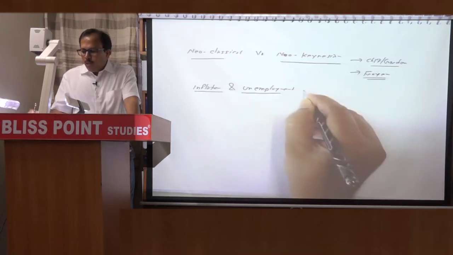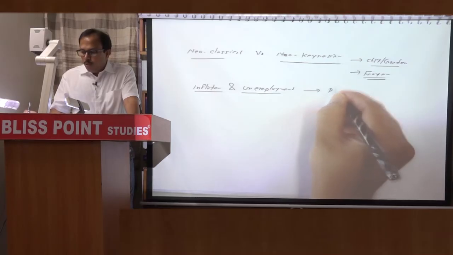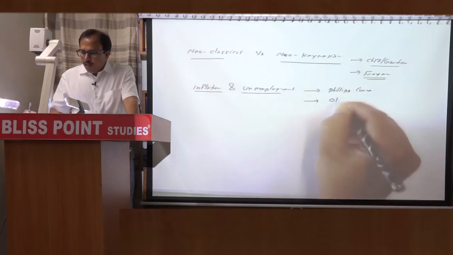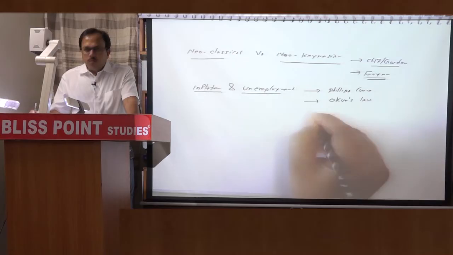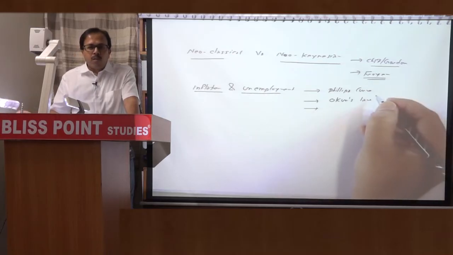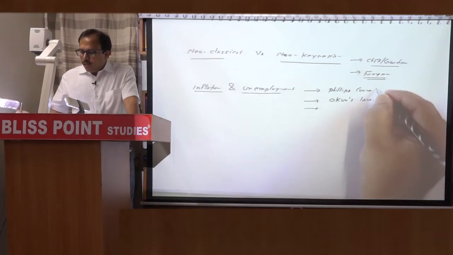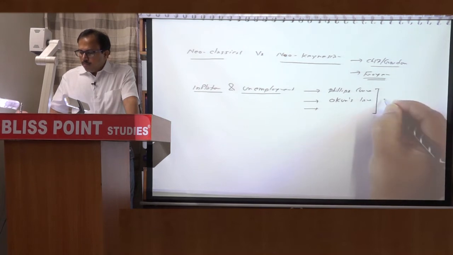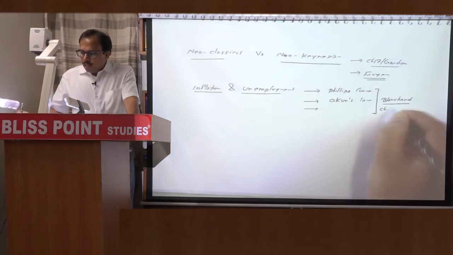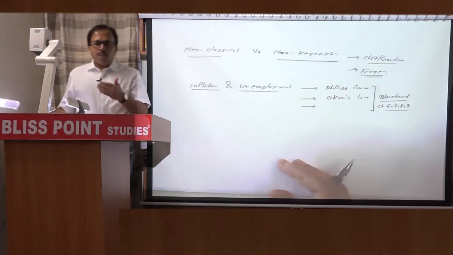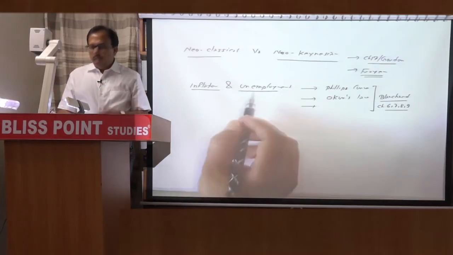Questions related to inflation and unemployment, particularly with respect to the Phillips curve, then Okun's law, long run Phillips curve, short run Phillips curve. So concepts related to inflation and unemployment. For this section, you should prefer Blanchard, chapters number 6, 7, 8 and 9. Again, these 4 chapters are included in your study material. So one section from which you are expecting questions will be inflation and unemployment.